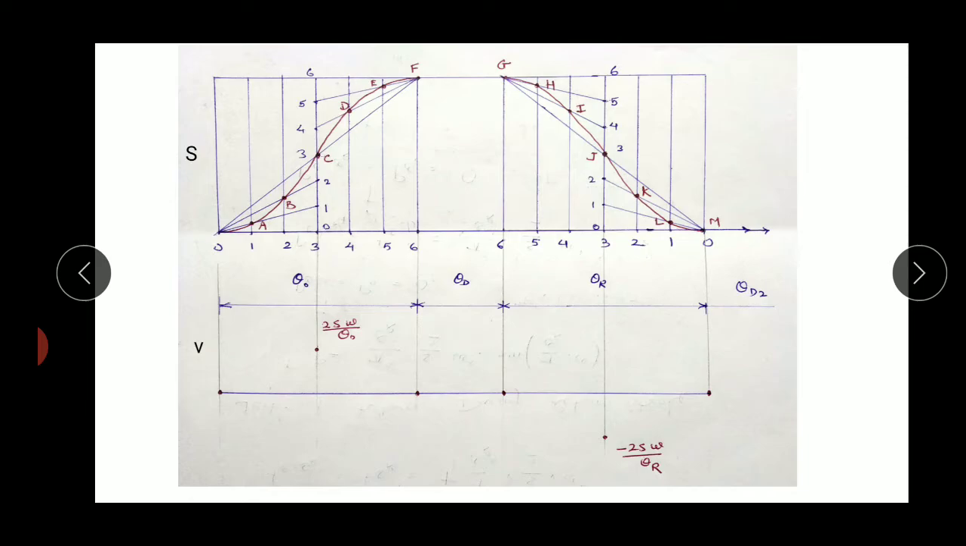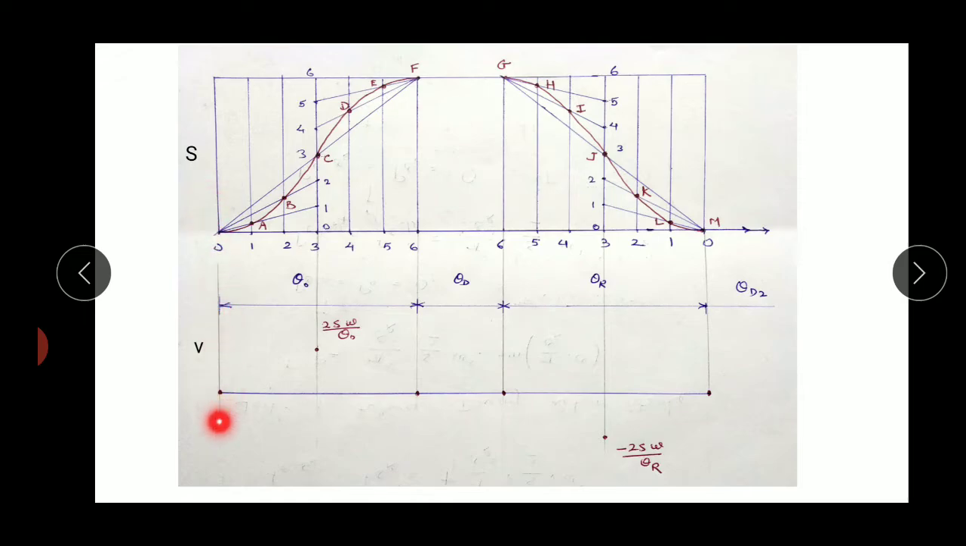So we have to plot it like this. This is the angle turn phase, where on the x-axis we have to choose the angle turn during outstroke, during dwell, and during return stroke. So what I have to do is project from the displacement diagram over here.